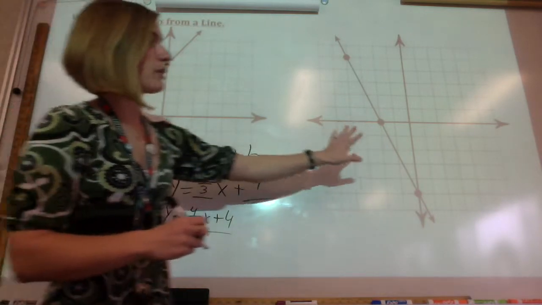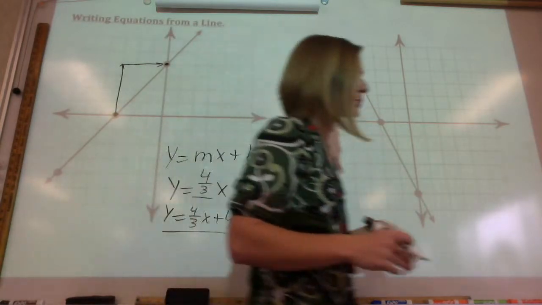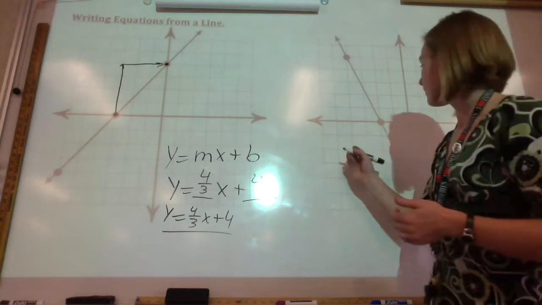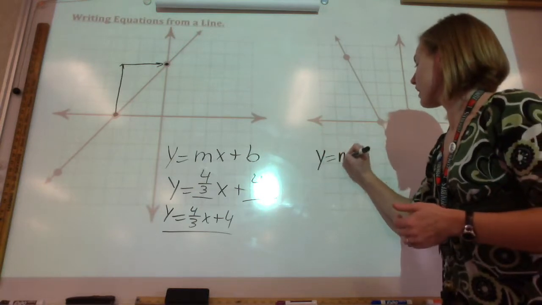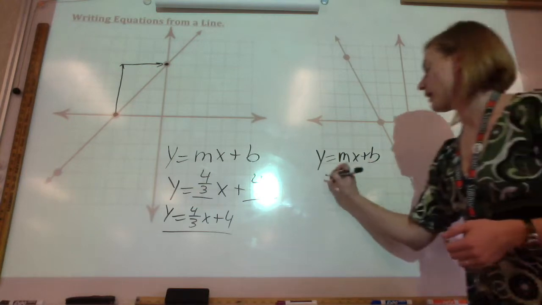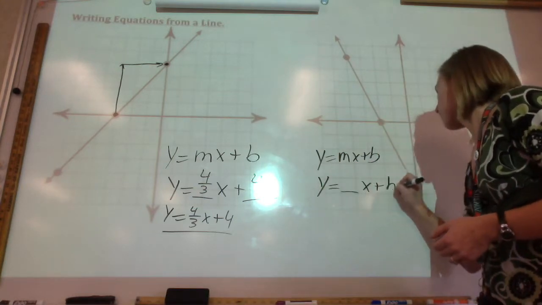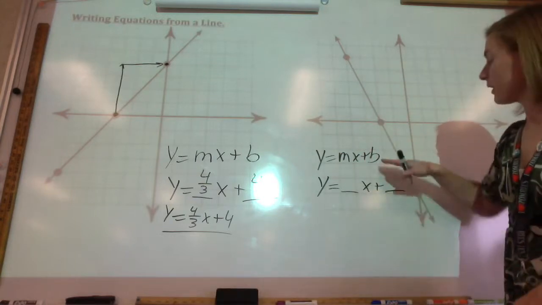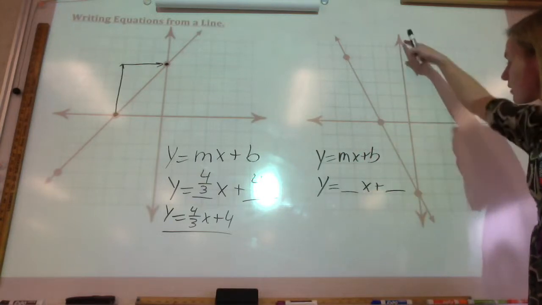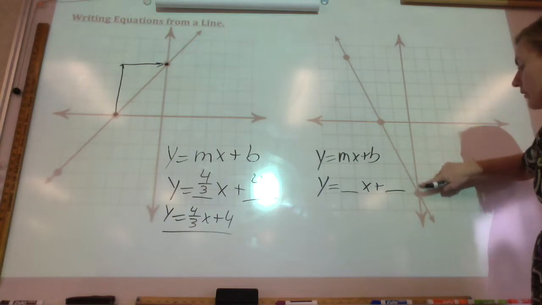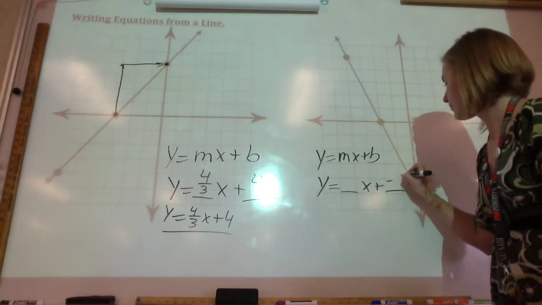Let's take a look now at a negative slope, but it'll still be the same thing. So once again, we want to write y equals mx plus b, but we need to know what our slope is and our y-intercept. So let's start this time with the y-intercept. So where does it cross the y-axis? It crosses at -1, -2, -3, -4, -5.